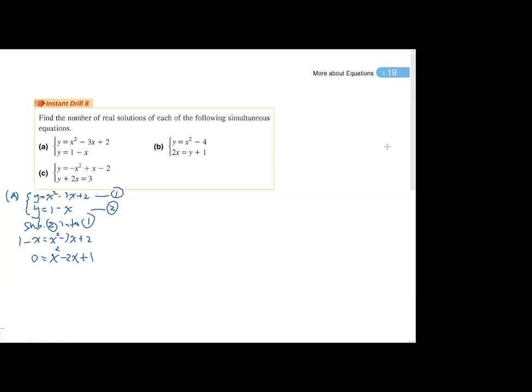Now we can identify a is equal to 1, b is negative 2, and c is equal to 1. Therefore, we can calculate the delta. Delta is equal to b squared minus 4 times a times c. C is 1, okay, sorry. So it should be exactly equal to 0.